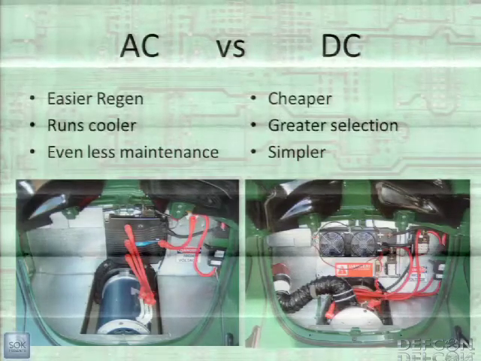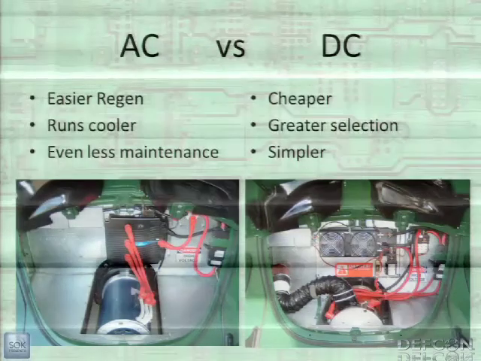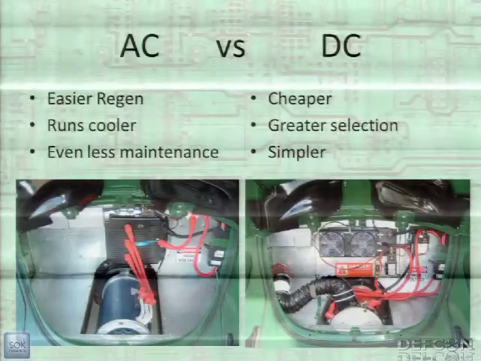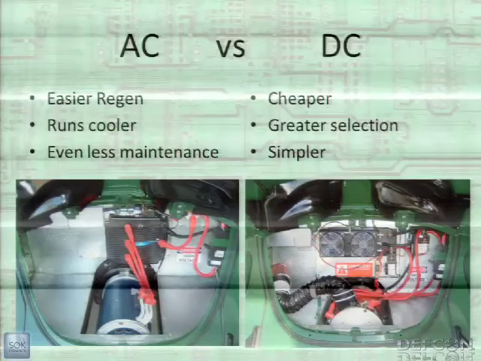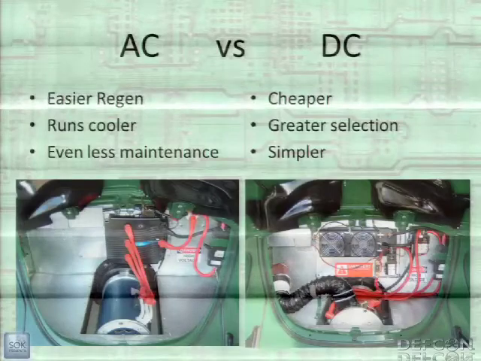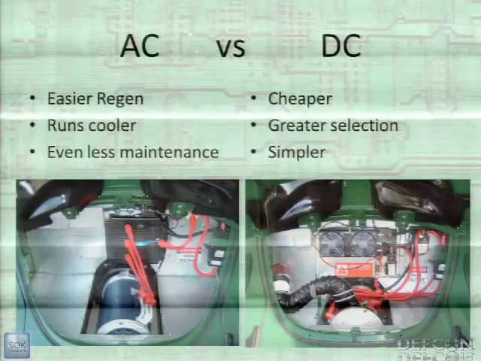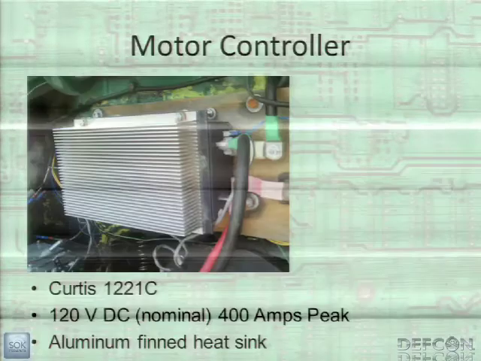Also, AC motors are brushless. Remember the picture I showed you where you have the bearings and the brushes that wear out? Well, in an AC motor, you don't have those brushes to wear out, so the only thing that can ever wear out is the bearings, and the rest of it is good for life.